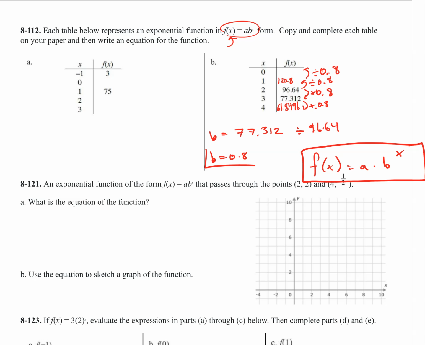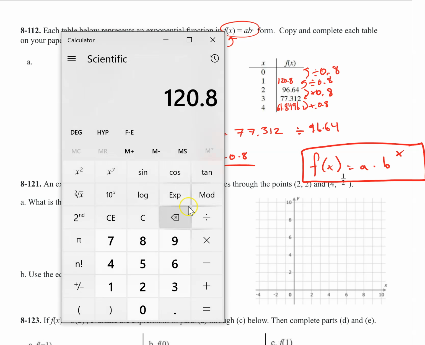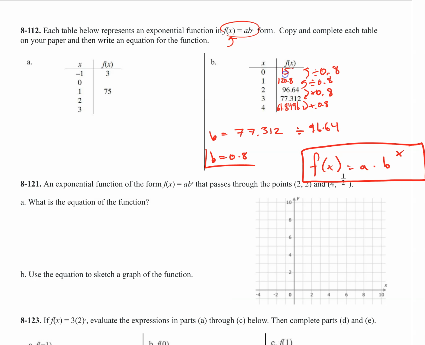120.8. That's the first term. Divide by 0.8 again, and that's 151. All right, that's our starting value. That's a. a is 151. So f of x equals 151 times 0.8 raised to the power x. Remember, f of x is the same thing as y, just a different way of writing it.